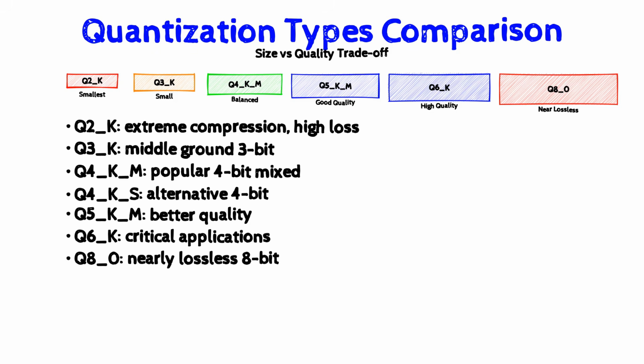Q6_K offers even better quality for critical applications where accuracy matters more than memory. Q8_0 is nearly lossless, using 8-bit quantization that's very close to original 16-bit quality. The choice depends on your hardware. Use lower quantization on limited RAM, higher quantization when you have more memory available.